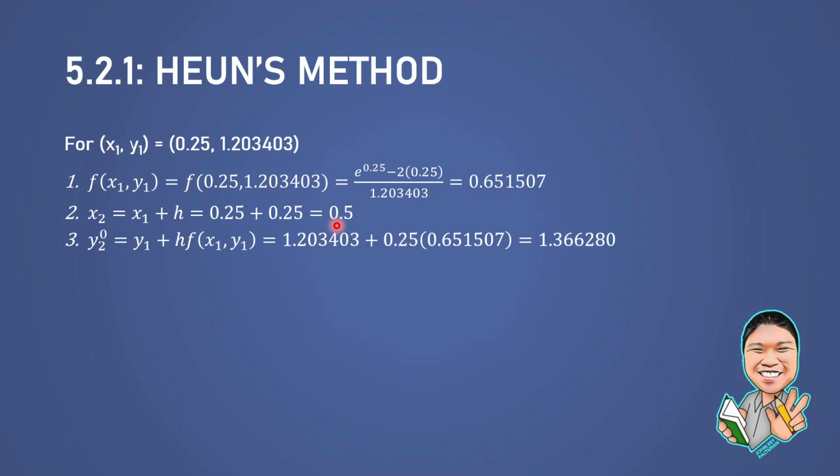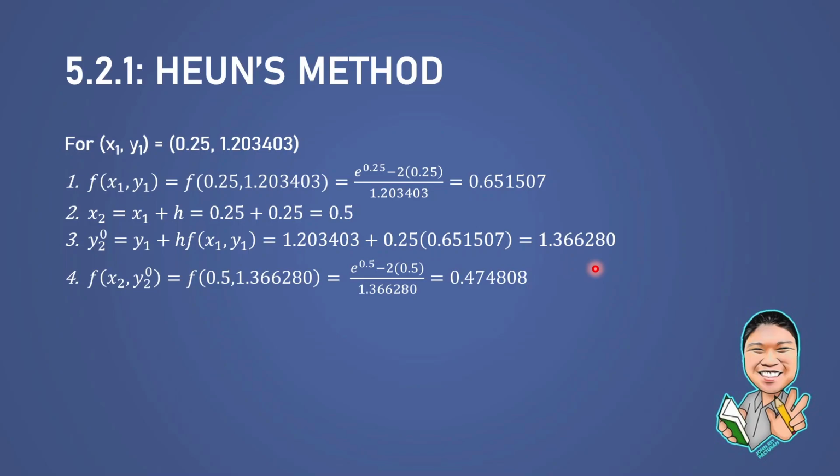Then, yung step 3, hanapin na natin yung predictor, yung y sub 2 raised to 0 is equal to y sub 1 plus h f of x sub 1, y sub 1. So, literally, that is itong ating 1.203403 plus 0.25 from step 1, itong 0.651507. When you take the result of this, ang predictor is 1.366280. Kaya lang, hindi pa yan yung talagang value ng y sub 2, right?